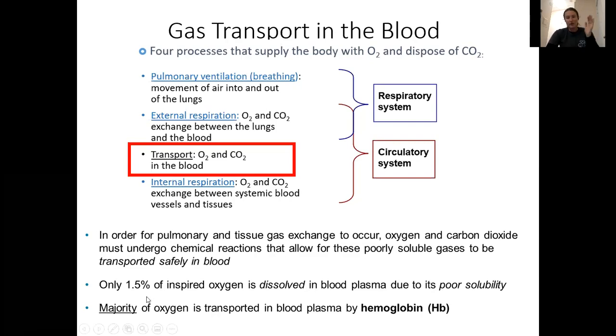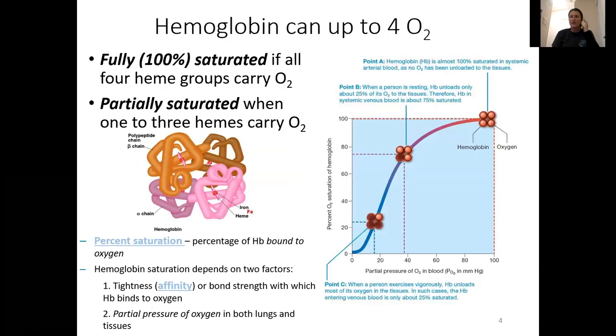Because oxygen is so poorly soluble, only about 1.5% of this gas is actually dissolved in blood plasma. The rest of it has to be transported by the protein that we know about already, and that is hemoglobin. There are some characteristics of this hemoglobin molecule we've talked about before. Remember that there are 2 different types of proteins, 2 alphas and 2 betas, and each one of these protein subunits contains the iron on a heme molecule, and that of course is where oxygen is going to bind.